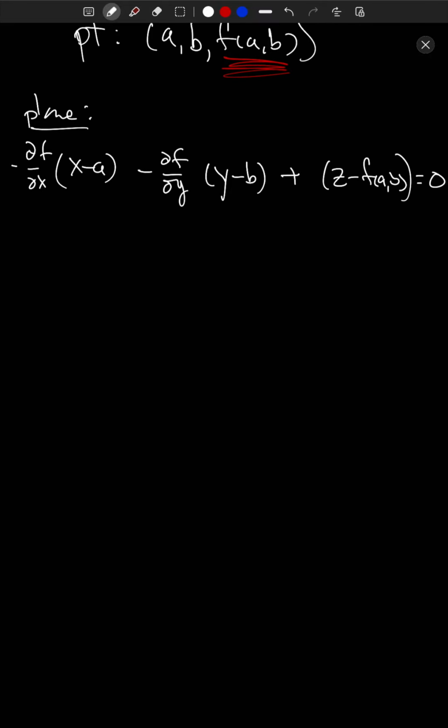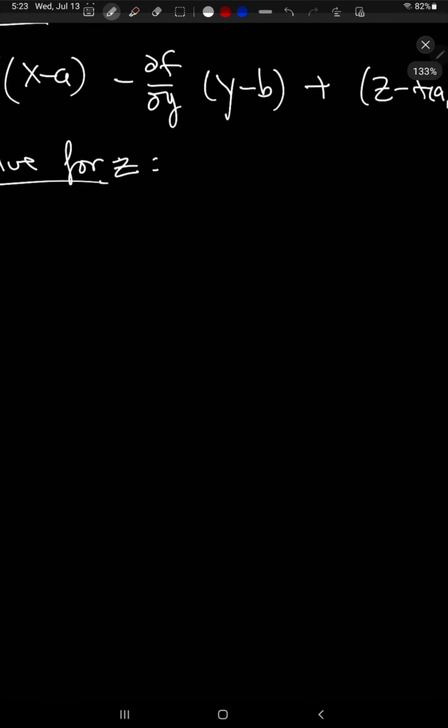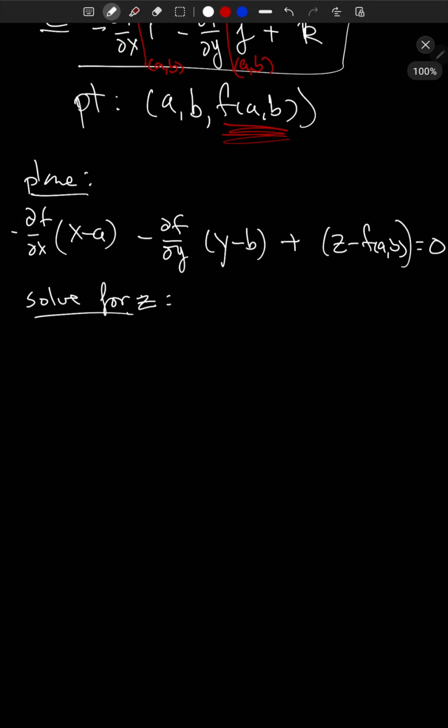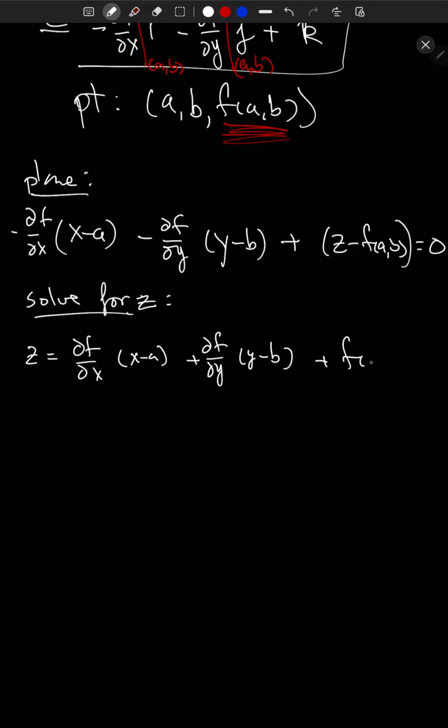Okay, we're interested in linear approximation, where essentially we want the height z, so we solve for z, right? Because the height of this plane at whatever x comma y inputs is going to represent our approximation. So we need to solve for z. And if we do that, we throw everything to the other side except the z's. We're going to end up with z equals df dx, x minus a, plus df dy, y minus b, and then plus f of ab.